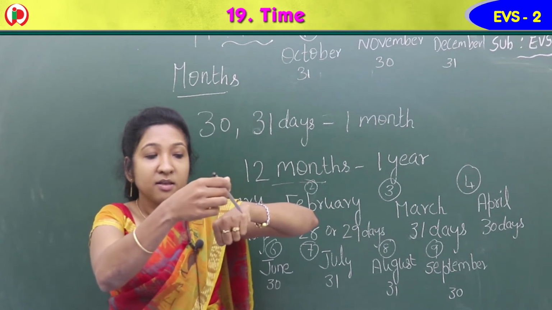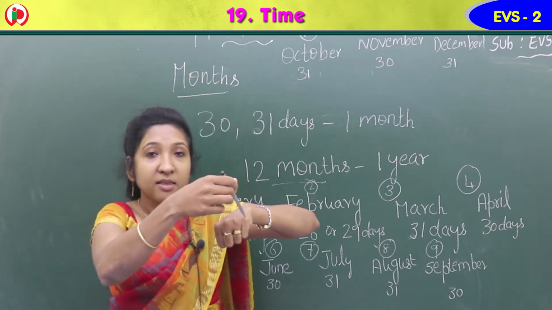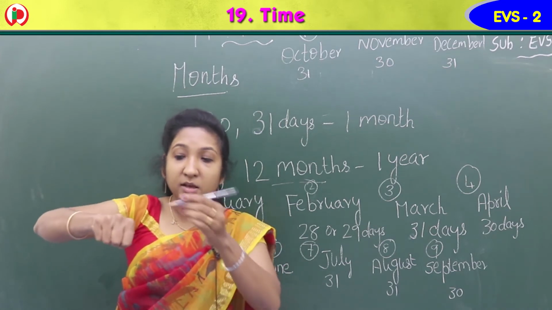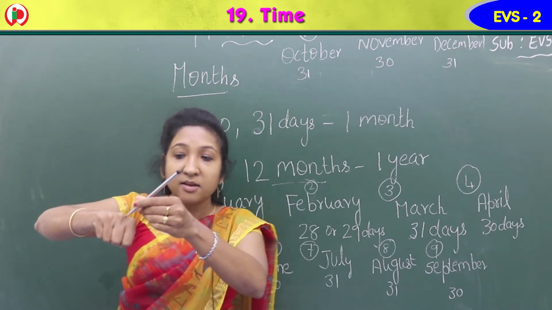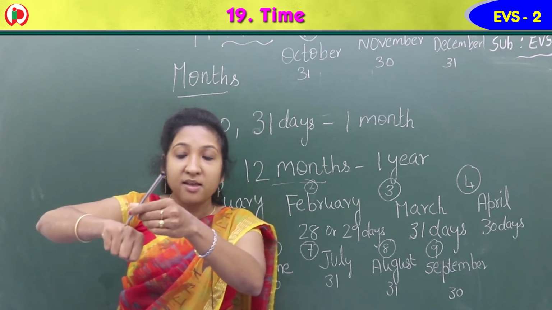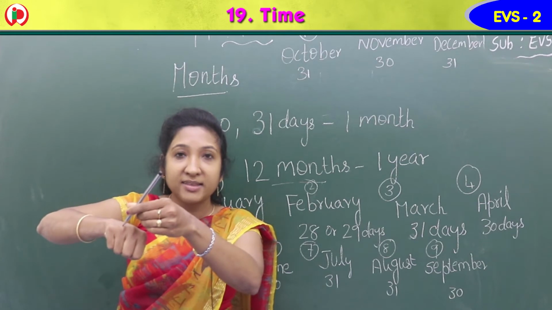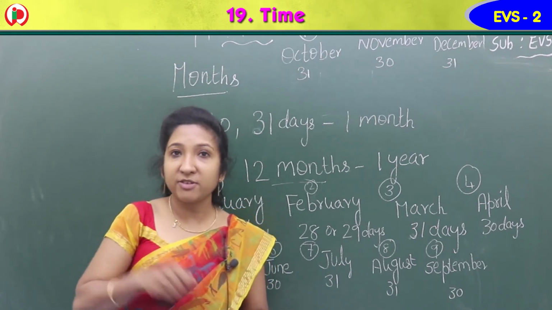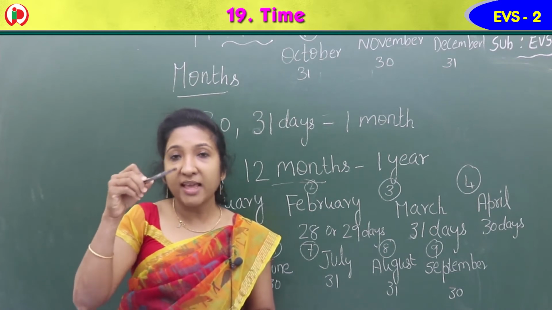June, July. Then comes your right hand. July, after that August, down September, October, November, December. Okay. Now coming to the number of days.